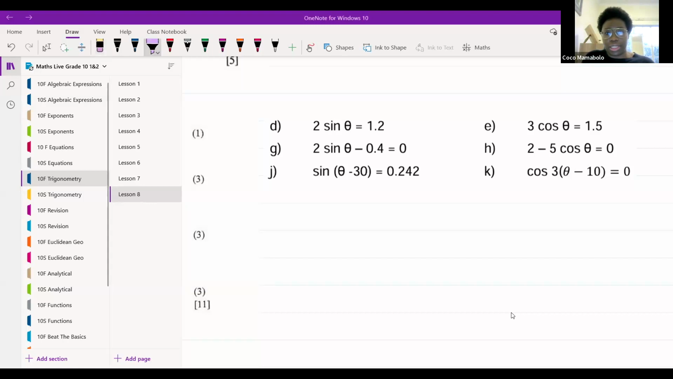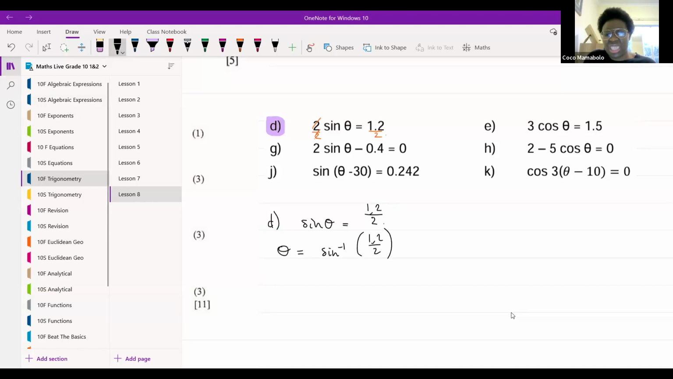Okay, let's start with D, right? Remember, I need the sine theta part on its own. So who can tell me in the chat, what are we going to have to do first in this particular question? Before we can calculate for theta, what do we need to do in question D? Divide by 2. Absolutely. We need to divide by 2. So we're going to divide this side by 2, and we're going to divide that side by 2. And those 2 will cancel. So I will then have sine theta is equal to 1,2 over 2. And now that I want theta, I can go theta is equal to arc sine of 1,2 over 2.